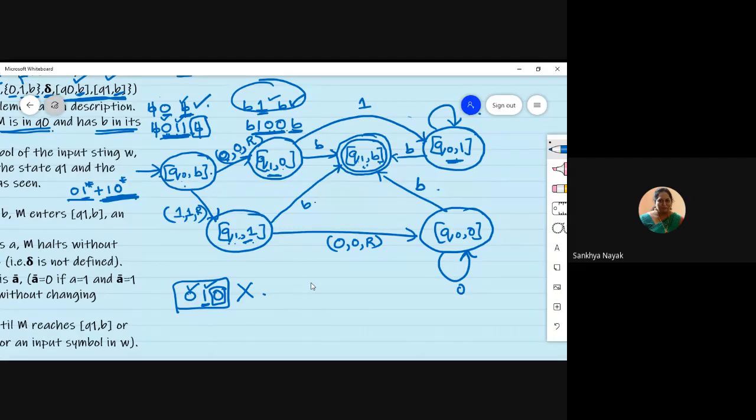Okay. So everywhere we don't replace anything. We just keep it as it is and move towards right. Right. So you can write everywhere the same thing. This is 1, 1, 5. Okay. So this is your final Turing machine design transition.